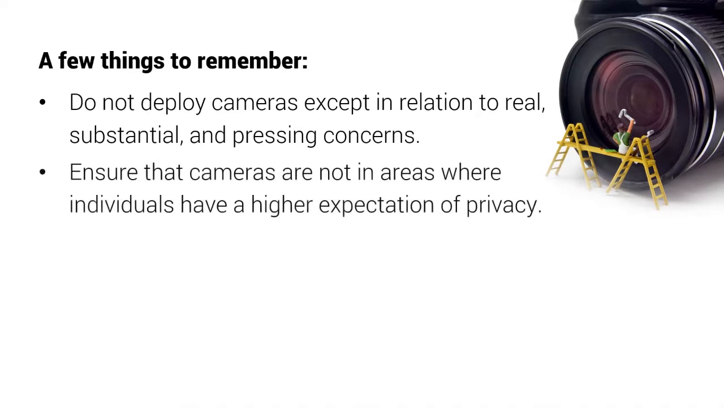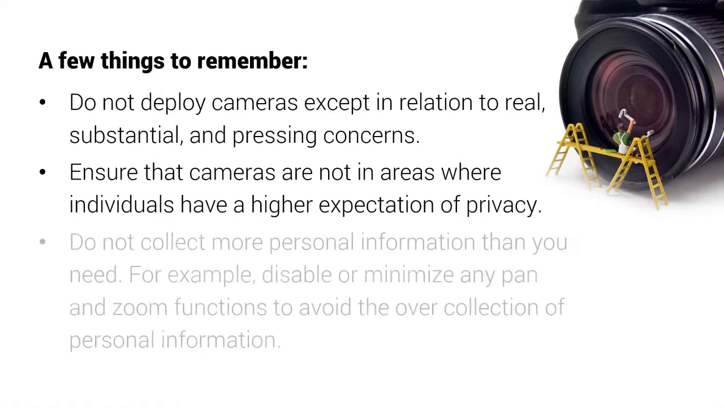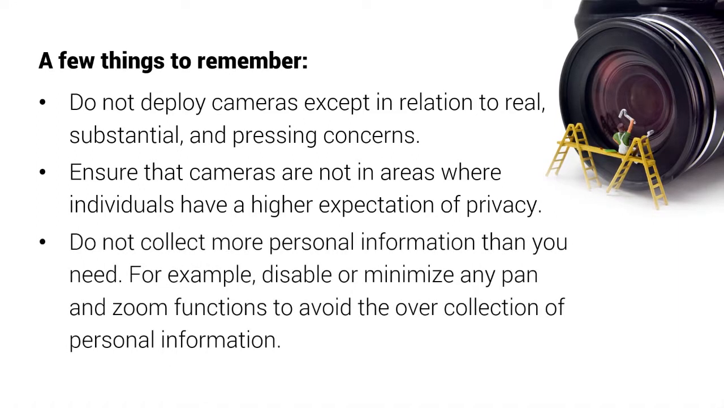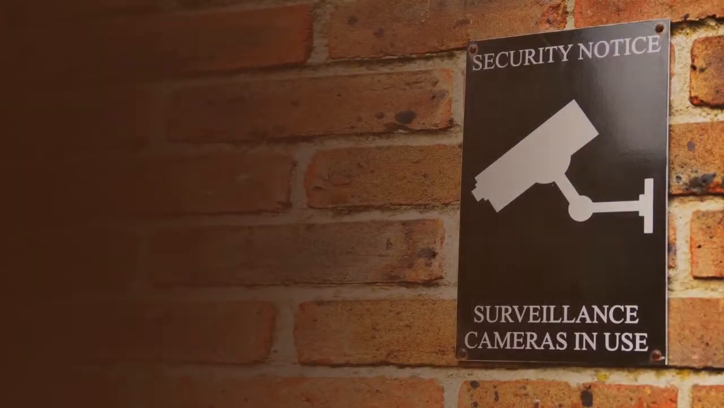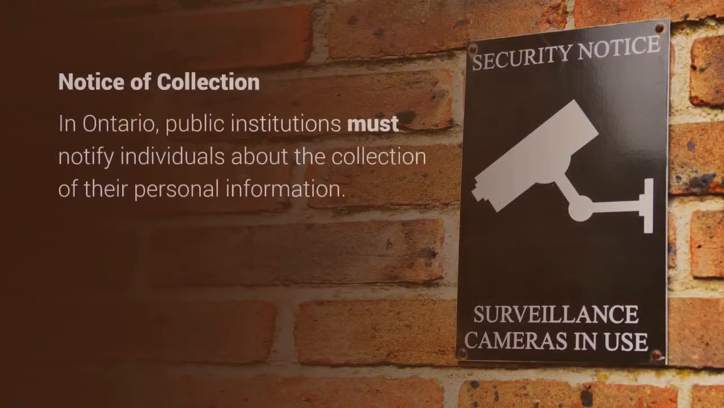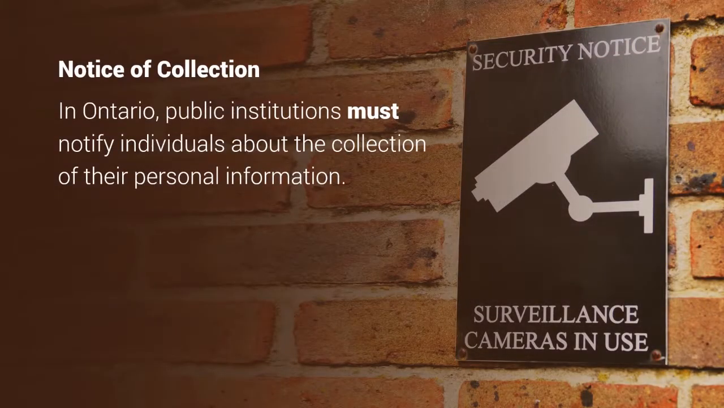Ensure that cameras are not in areas where individuals have a higher expectation of privacy. And do not collect more personal information than you need. For example, disable or minimize any pan and zoom functions to avoid the overcollection of personal information. In Ontario, public institutions must notify individuals about the collection of their personal information.